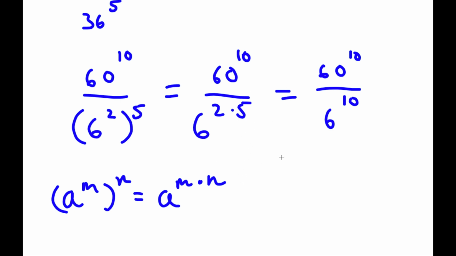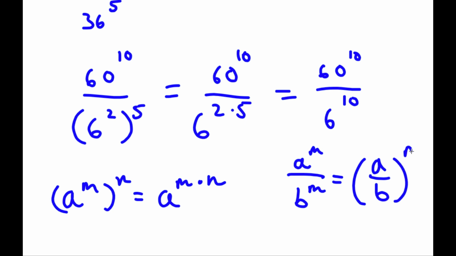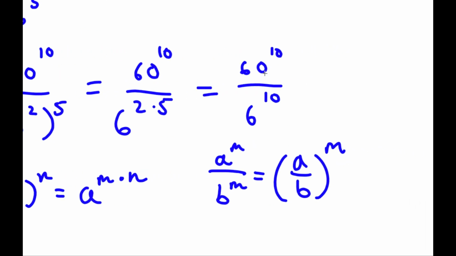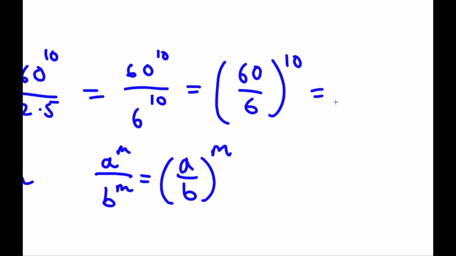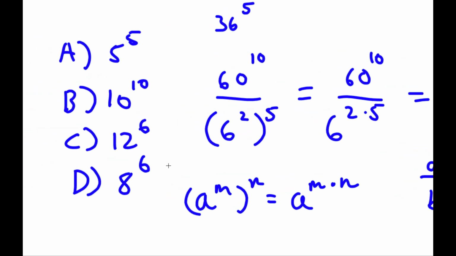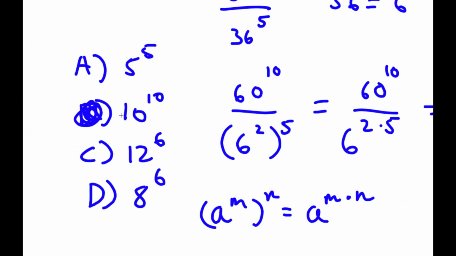And now another property of exponents is that if I have something in the form a to the power of m over b to the power of m, this is the same thing as a over b to the power of m. So 60 to the power of 10 over 6 to the power of 10, this is going to equal 60 over 6 to the power of 10. And 60 over 6, that is simply equal to 10. So I have 10 to the power of 10. And if you check the multiple choice, the answer for this is B.